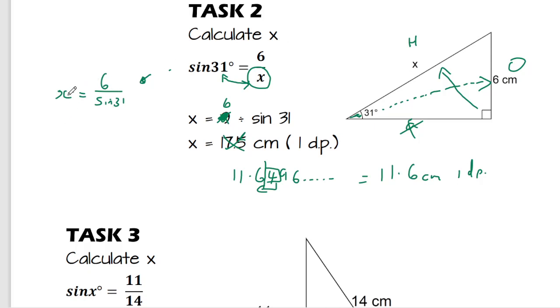If you're doing it in just a normal calculator, you can write what's here as a fraction straight in. Remember, we need to have 2 brackets around the sin 31, and you'll be able to solve that in one step. If you want to pause the video, have a go at task 2, and then we'll come back and see you in task 3.